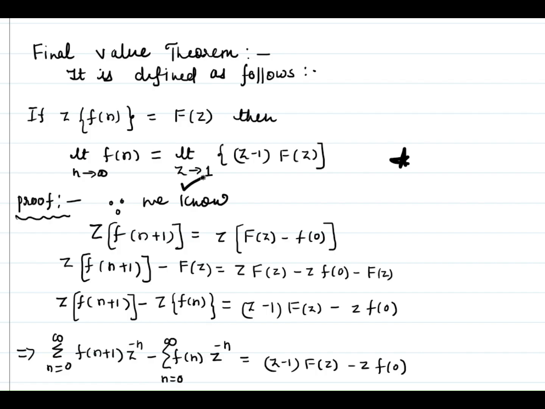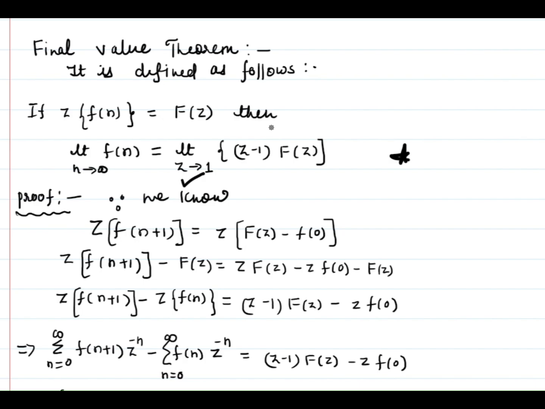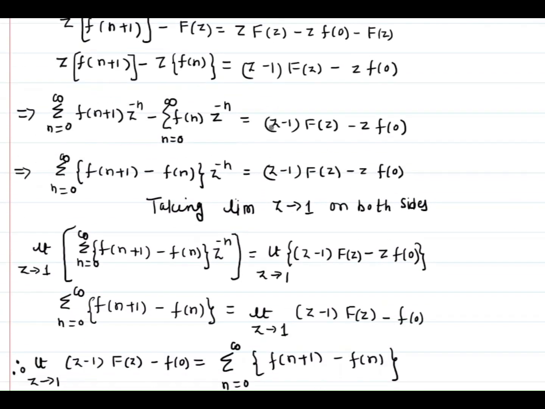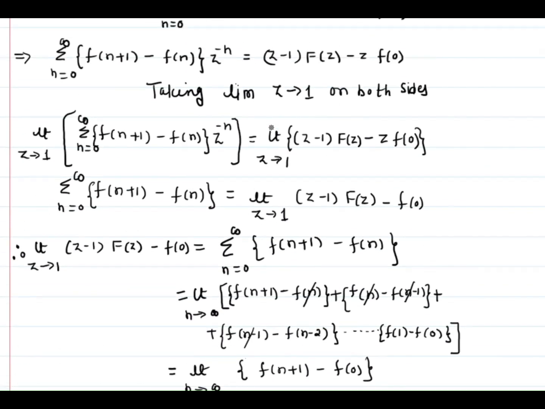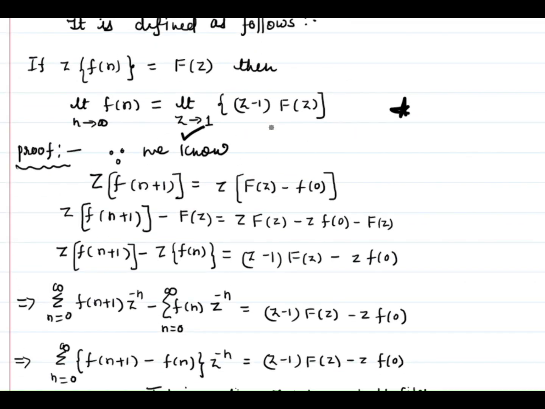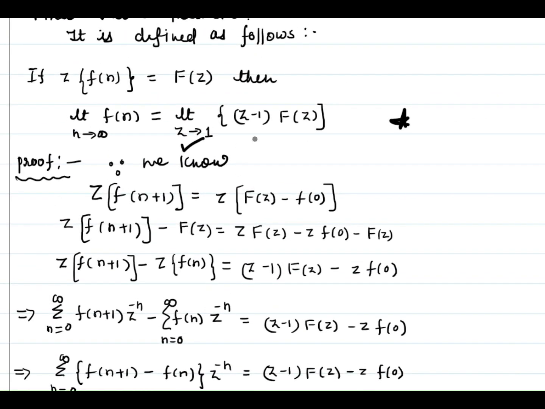If we are writing z tends to 1, we'll write here (z minus 1) dot F(z). Means we are using here the function for which you are finding the final value, and since we are taking z tends to 1, we'll write here z minus 1. So this is the final value theorem. The proof of this, we are seeing how we can prove the same.